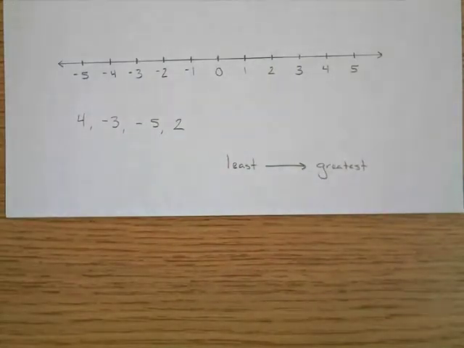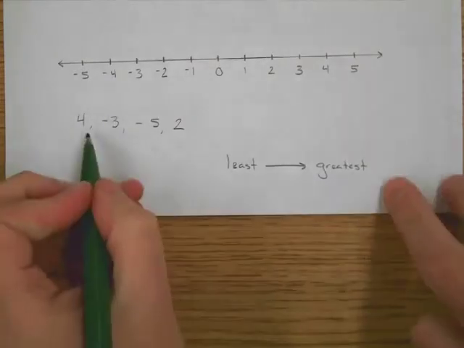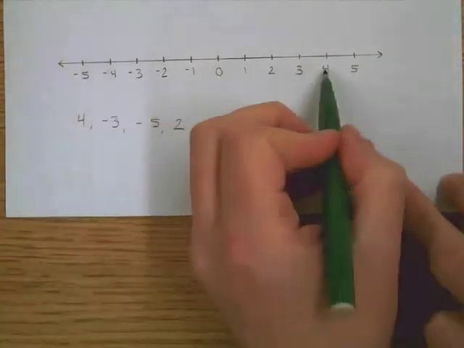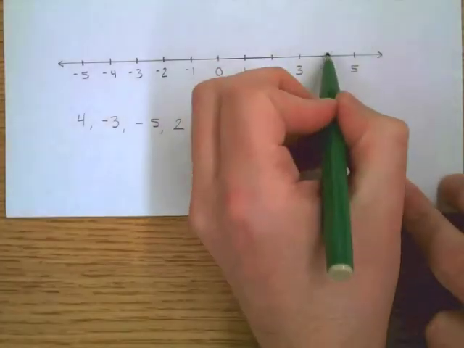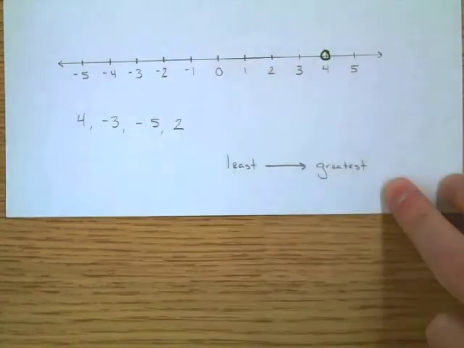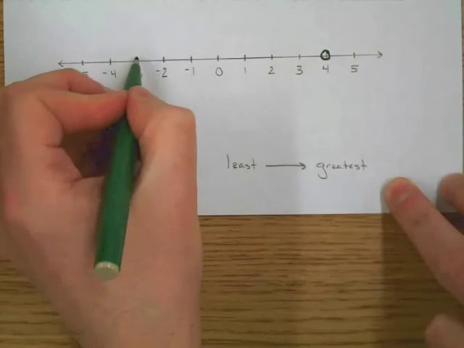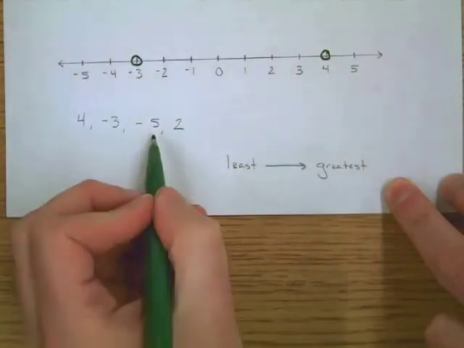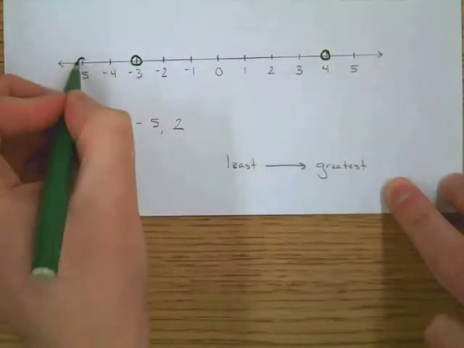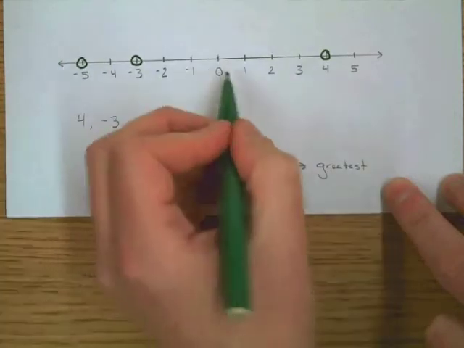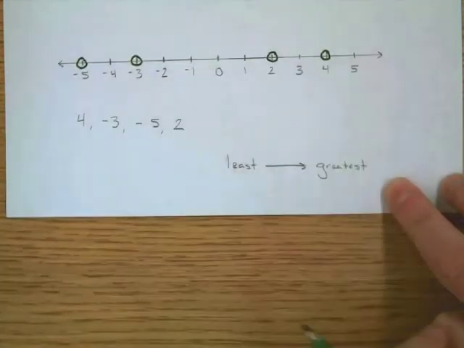And let's start off with 4. We're going to find positive 4. Here's 0. We're going to go to the right, and here is positive 4. -3 is to the left of 0. -5 is even further left. And then we have a positive 2, which is right here.